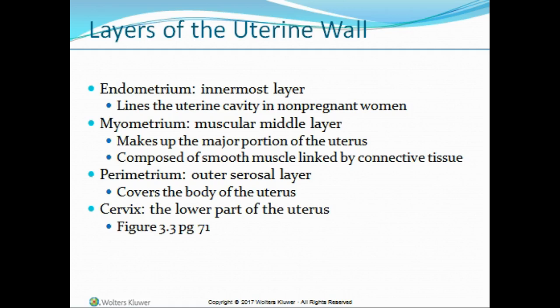The cervix is the lower part of the uterus, and if you look at figure 3.3 on page 71, it shows the appearance of a normal cervix. And then if you look at figure 3.4 on page 71, it shows you what a nulliparous cervix looks like. This is a person who's never had a baby, versus what the parous cervix looks like. And this is a woman who's had a vaginal delivery.